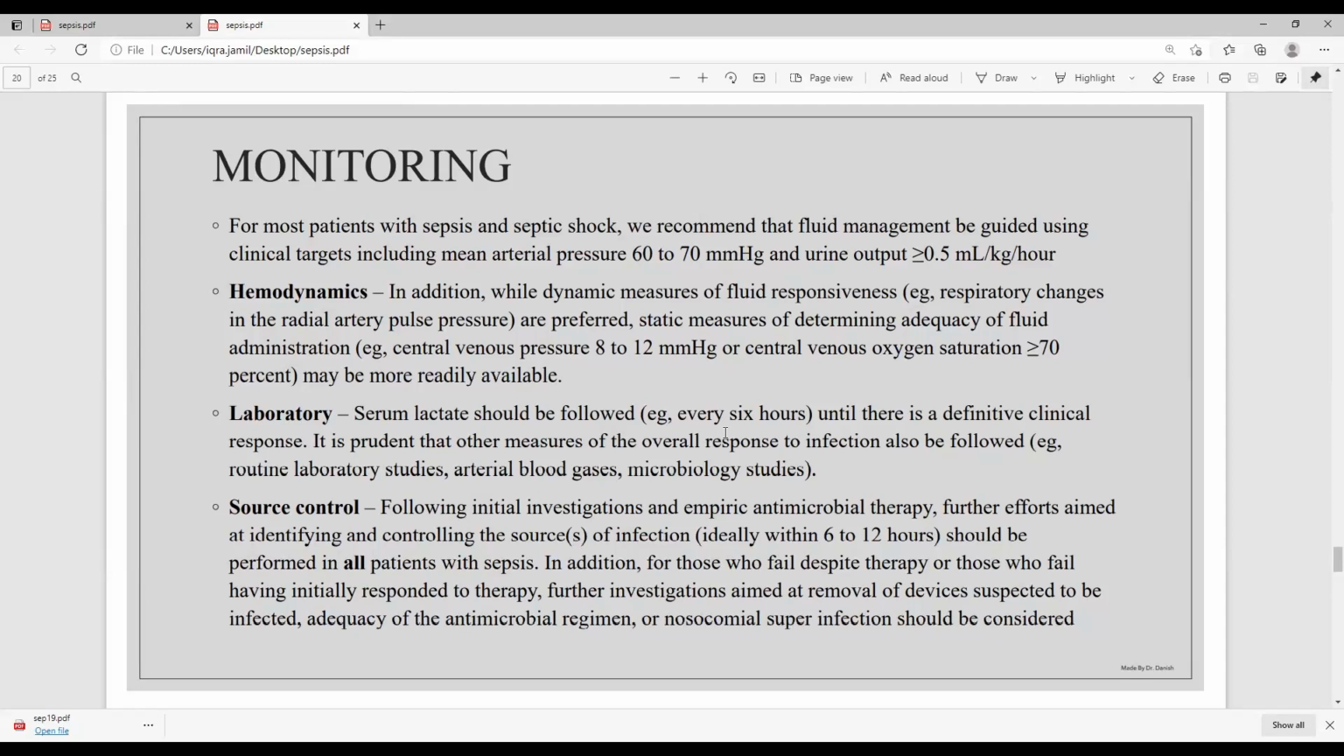Source control. Following initial investigation and empiric antimicrobial therapy, further efforts aimed at identifying and controlling the source of infection, ideally within 6 to 12 hours, should be performed in all patients with sepsis. In addition, for those who fail despite therapy or those who fail having initially responded to therapy, further investigation aimed at removal of devices suspected to be infected, adequacy of antimicrobial regimen, or nosocomial superinfection should be considered.